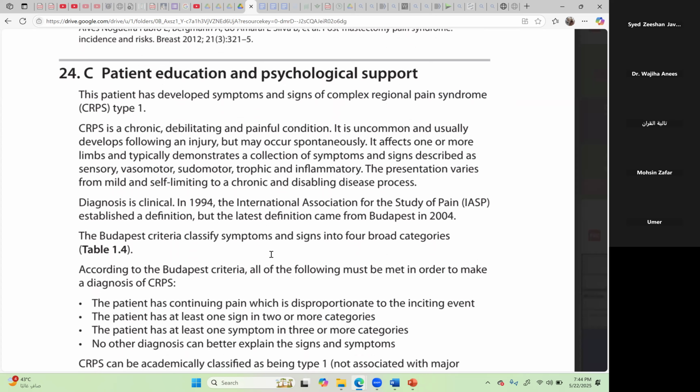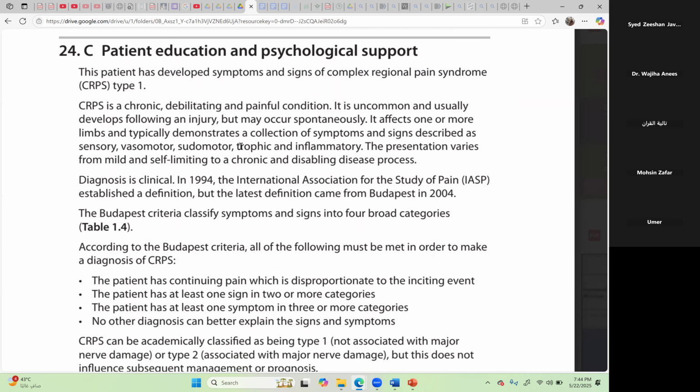So this is the topic of CRPS. Very difficult and stupid topic, I say. When I read it, I thought, what is it? Because this question was asked in our Irish fellowship exam. Actually, the same Budapest criteria. This patient has developed symptoms and signs of CRPS. In type 2, there is a definitive nerve injury. Here there is no definitive nerve injury, but it's a chronic injury which leads to this phenomenon.